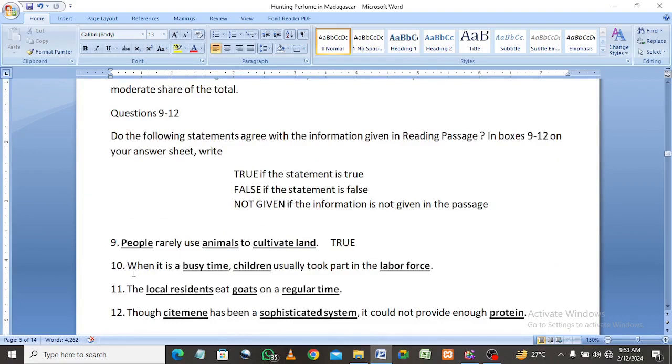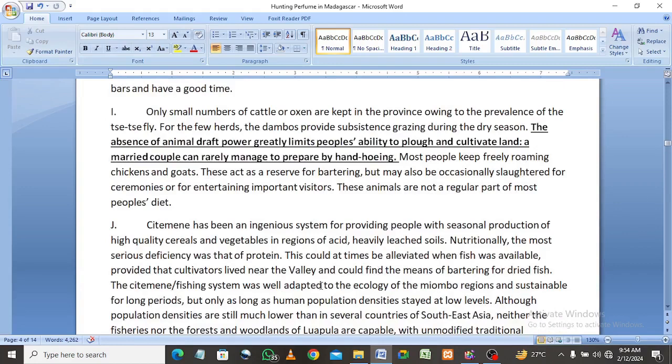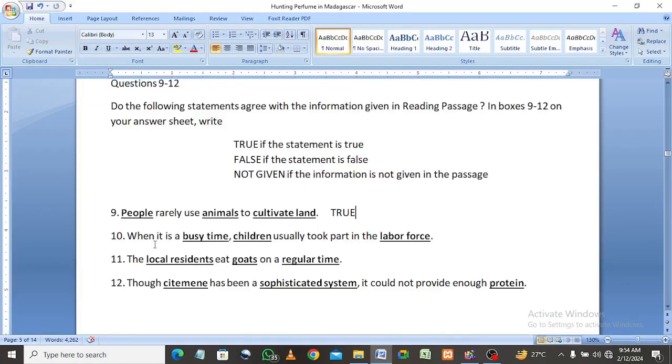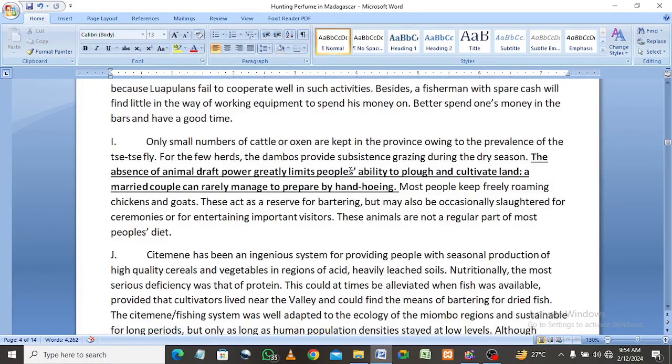The question says, when it is a busy time, children usually took part in the labor force. Now, because we've seen the first answer here, which is number 9, you don't need to read up again. You continue from here. So let's count for those keywords. What are the keywords we are scanning for? Busy time, children, labor force. So let's count it now.